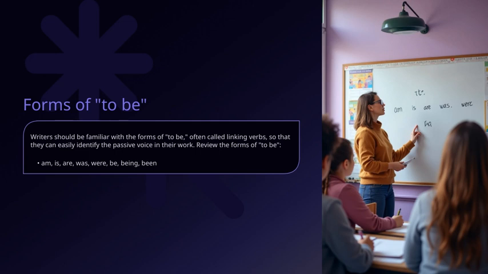For example, am, is, and are are present tense forms, while was and were are past tense. The forms be, being, and been are used in different grammatical contexts, like infinitives, continuous tenses, or perfect tenses. Recognizing these forms will help you see where the passive voice might be used and improve your overall writing clarity. Remember, understanding these linking verbs is a vital step in mastering effective writing and making your message clear.